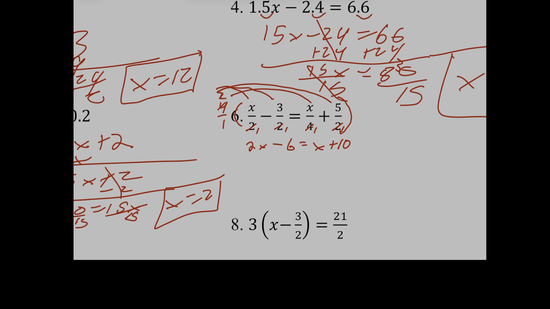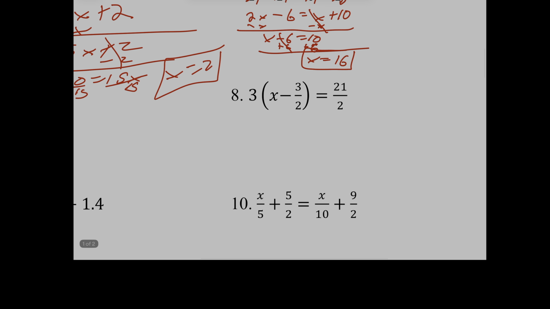Now I got terms on both sides, so I'm going to subtract x from both. They die, and I get x minus 6 equals 10. And when I finish solving, 6, sorry, a little ugly there, I'm going to get x equals 16. Okay? Let's keep going on this. Let's go to number 7.